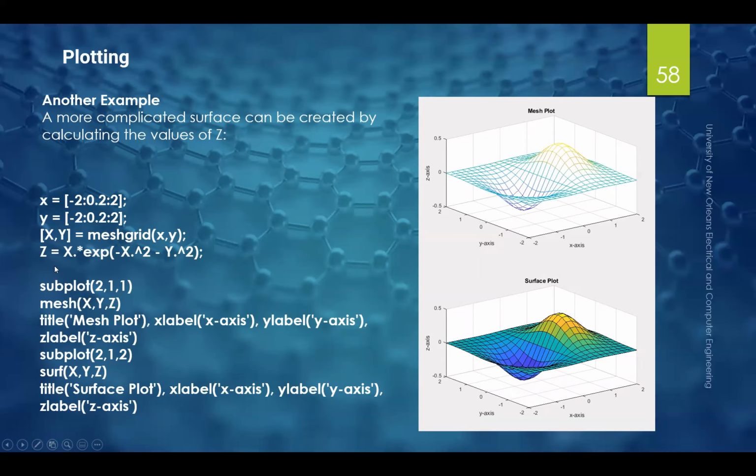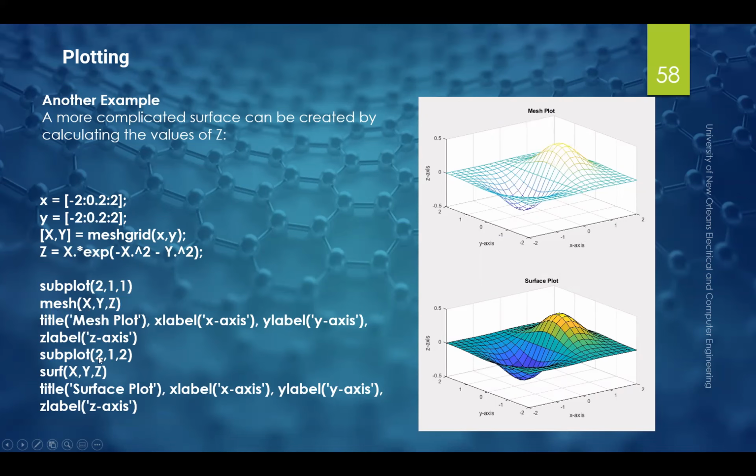In this case, we're recreating a function x times the exponential of minus x squared minus y squared. And we're using two plots. We're using 2 rows, 1 column. And we tell MATLAB to put the first plot on the top, and it's just a mesh of the z function here, right? That's what we title it, mesh plot. And of course, we're labeling the z-axis, the y-axis, and the x-axis, as you can see, along with the title.